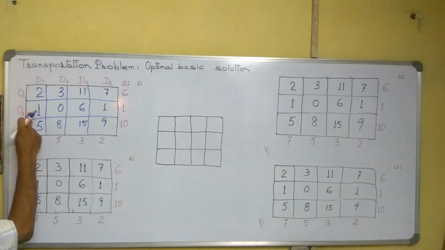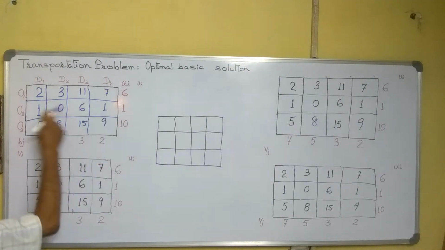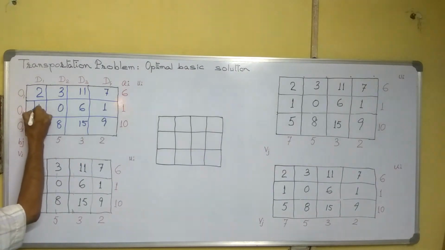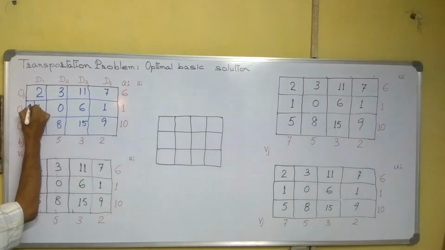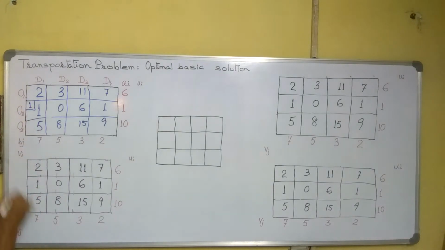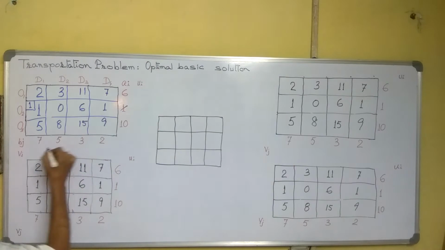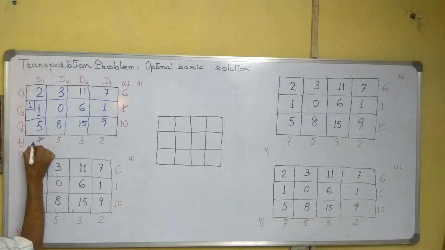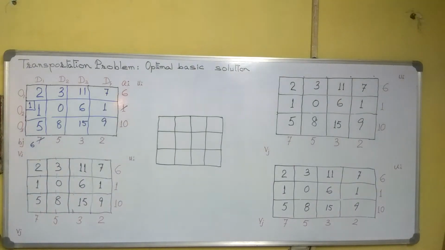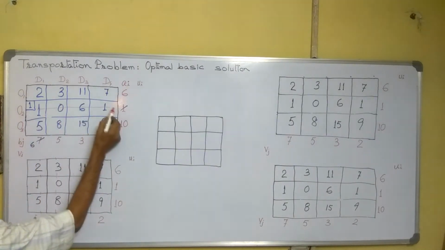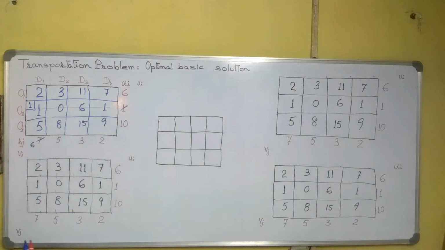This is 1, so apply the maximum. Here available is 1 and requirement is 6. So we can apply the smaller of the two. So here we will apply 1. Now this 1 is vanished and this 7 becomes 6, and this row has no more requirement.